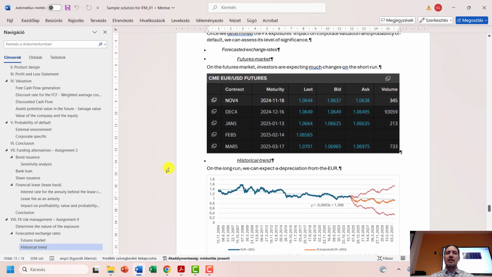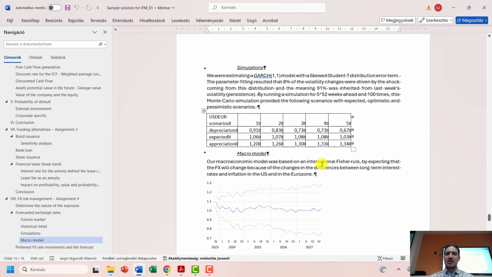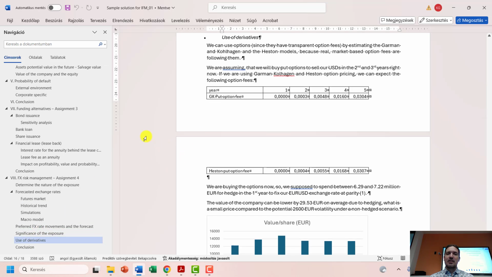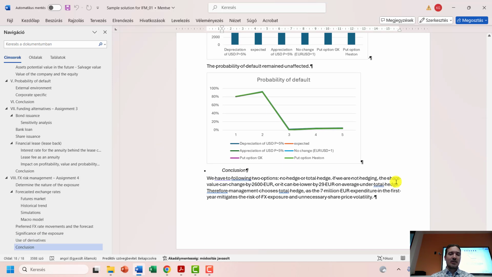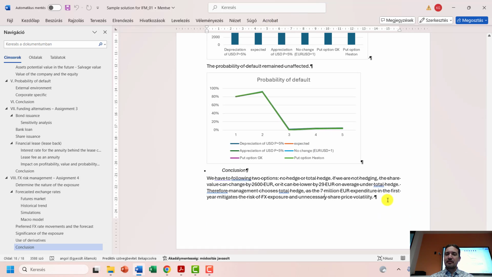So I created different scenarios for the forecasts with many different approaches. At the end of the day I was using this GARCH simulation, because I had worst case, best case and expected scenarios, and on this basis I was able to check the usage of derivatives with Garman-Kohlhagen and Heston option pricing. Then we saw that in my case it was necessary to use hedging because I had some volatility. With hedging I was able to cut down the potential volatility of the share value under different exchange rates. So this is where we stopped, and now it's time to talk about the last assignment.